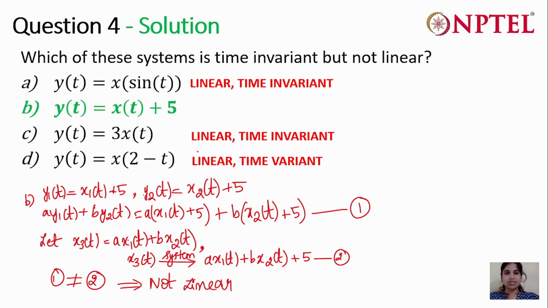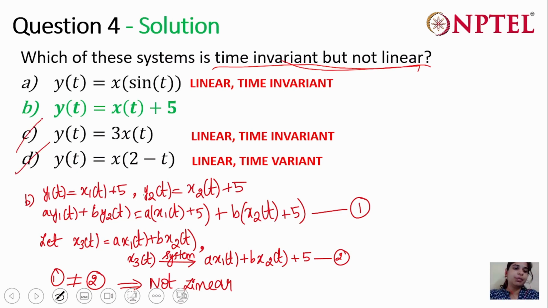So the answer is B. Our question was time invariance and non-linear. So directly we eliminated A, C, D because the systems are linear. And if you see, only B is non-linear and it is also time invariant. How is it time invariant?